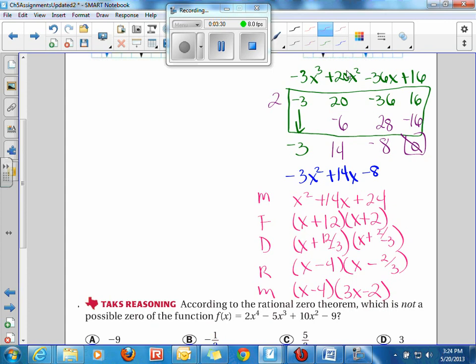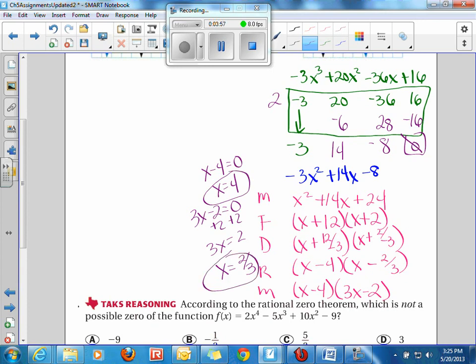And you use these two factors to find the zeros. So take those two factors, x minus 4, set that equal to 0. That will give me 4. And then take the other one, 3x plus 2, set it equal to 0. Subtract the 2. 3x equals negative 2. Divide by 3. x equals negative 2/3. So my other two solutions are 4 and negative 2/3.